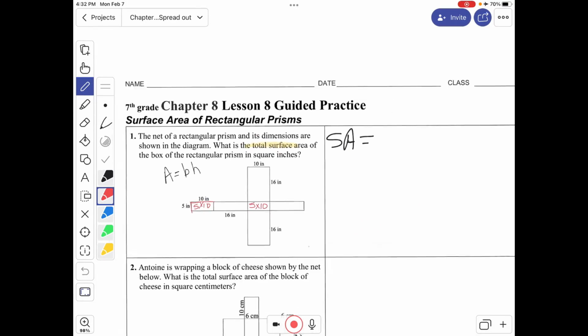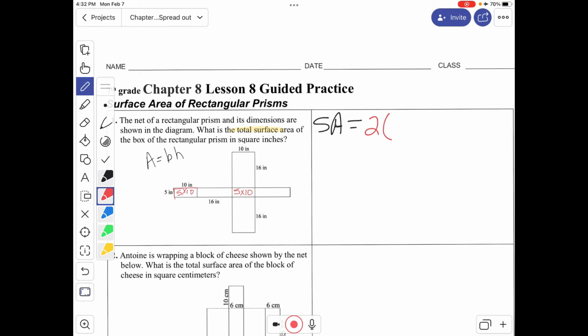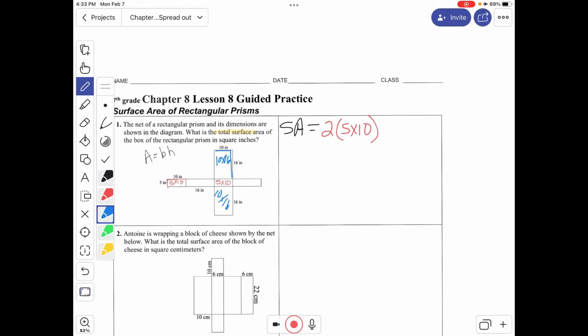So I'm going to try to show you the pattern. That's 2, 5 times 10. And then there's this great big one on top, that's 10 times 16. And it seems to be the same as this one on bottom, which is also 10 times 16. So that's 2 more that are 2 times 10 times 16. And then there's this little skinny long one that's 5 times 16. And this one is 5 times 16. So there's 2 of those also.